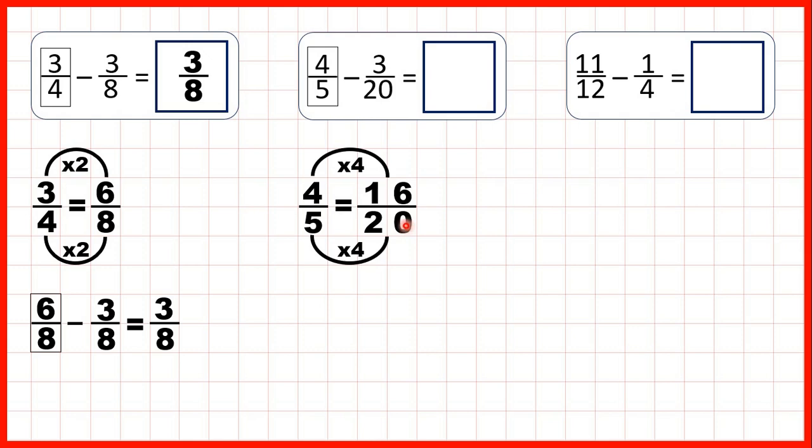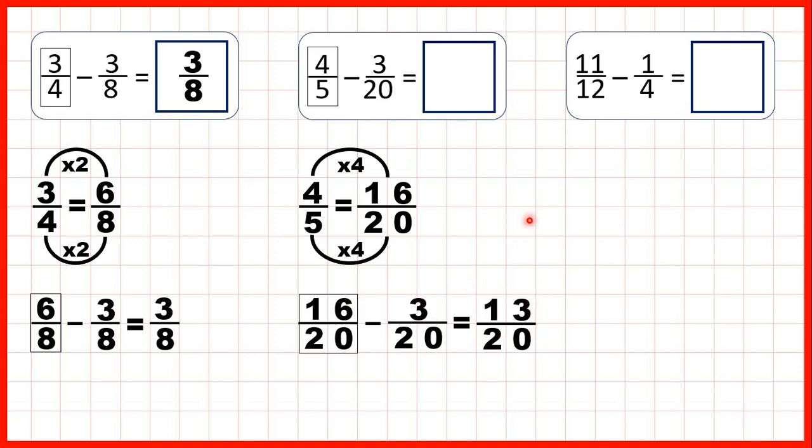16/20. So, instead of 4/5 minus 3/20, we can rewrite our question as 16/20 minus 3/20. So now our denominators are the same, so we keep the denominator the same in our answer, and 16 minus 3 is 13, so our answer is 13/20.